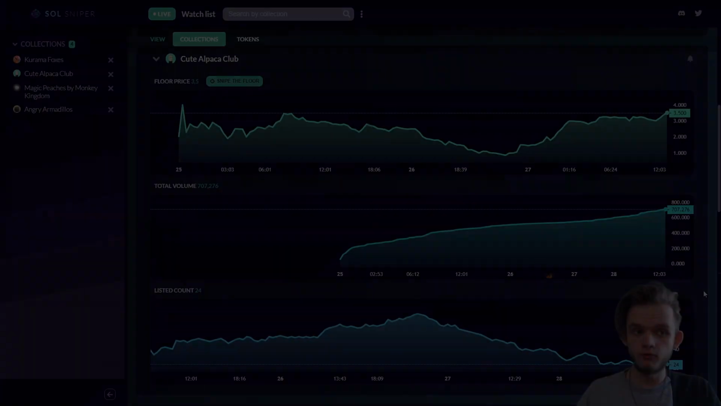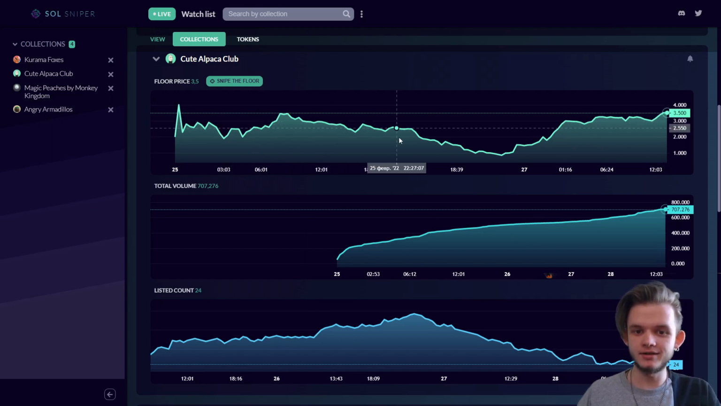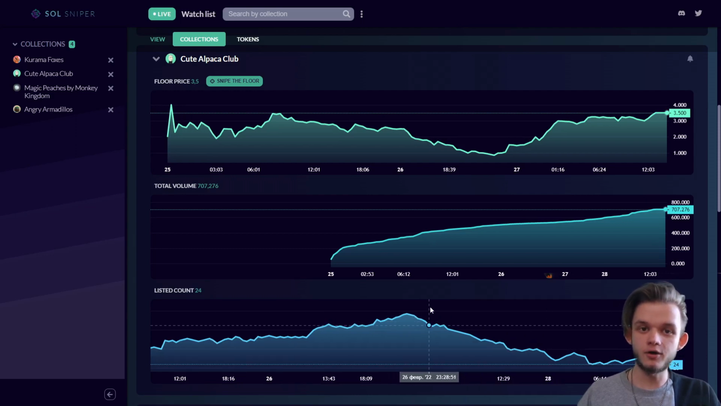Let's go. First, and I believe main website, is called SOL Sniper, and here we have three graphs. The first one is floor price. This is how the floor price is moving. Another graph is total volume, how much SOL was sold, and we always look at this graph. It must be growing all the time. And another graph is listed count. This is how many NFTs are listed for now, so how many NFTs are on the secondary market right now.